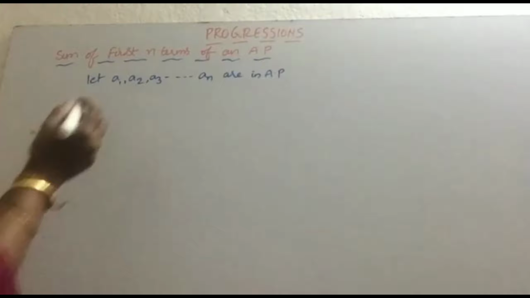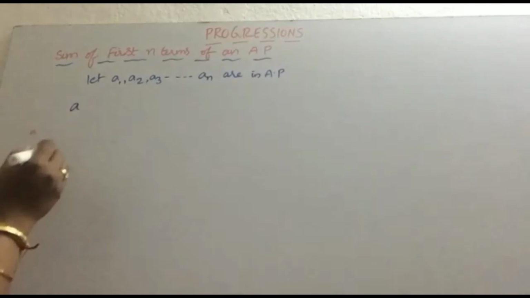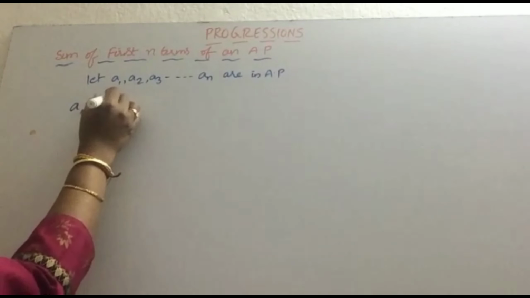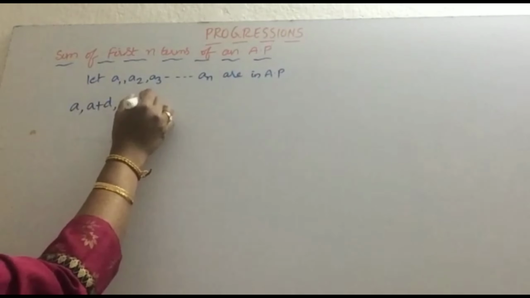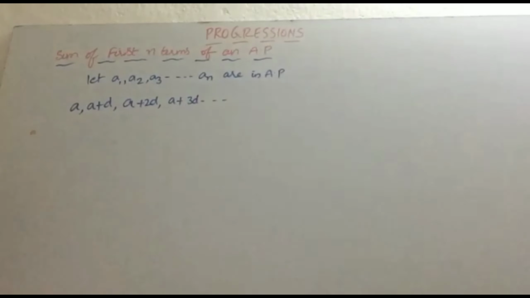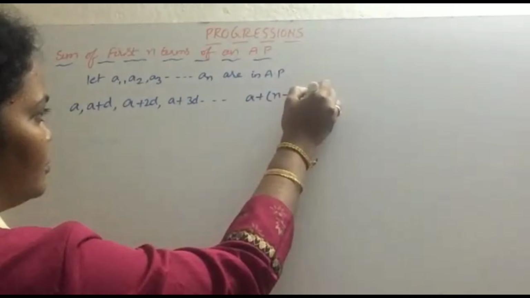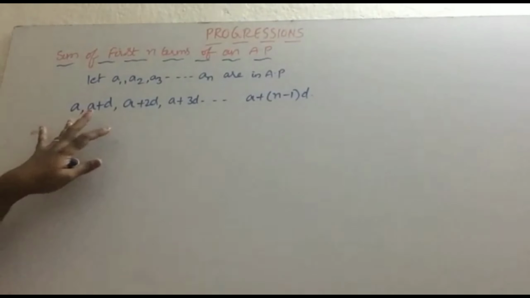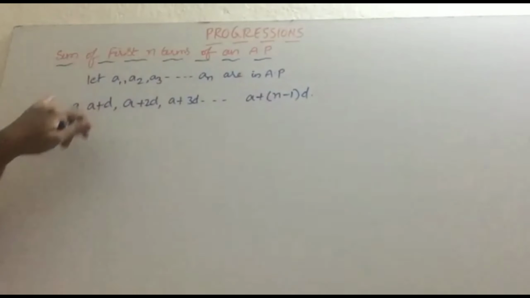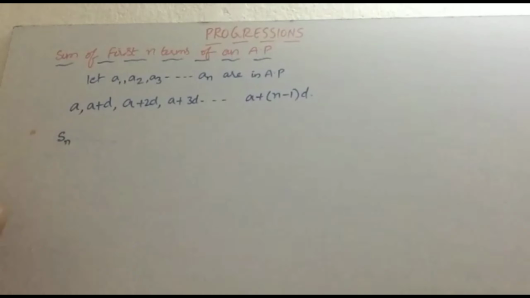In AP, we will write it as: first term is a, second term is a plus d, third term is a plus 2d, the fourth term is a plus 3d, and so on, and the last term is a plus n minus 1 into d. So these are the n terms. These terms are in AP. So we will denote the sum of n terms as Sn.